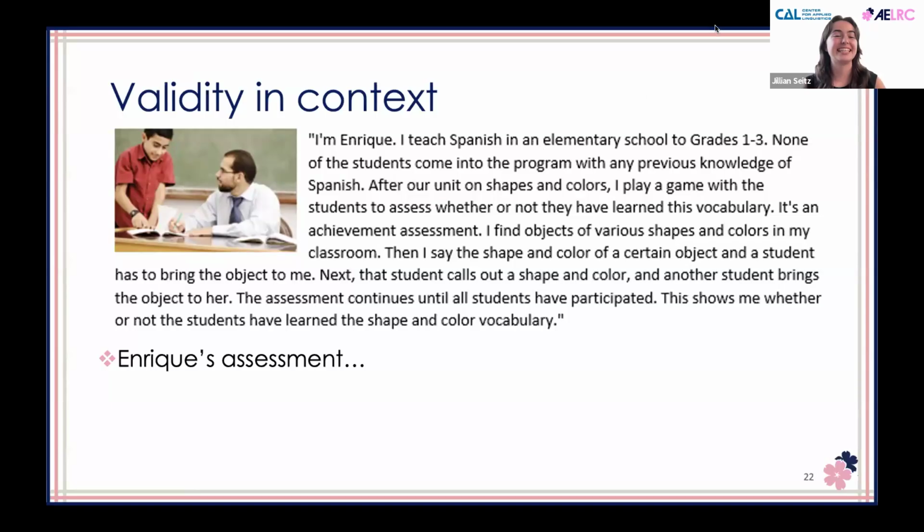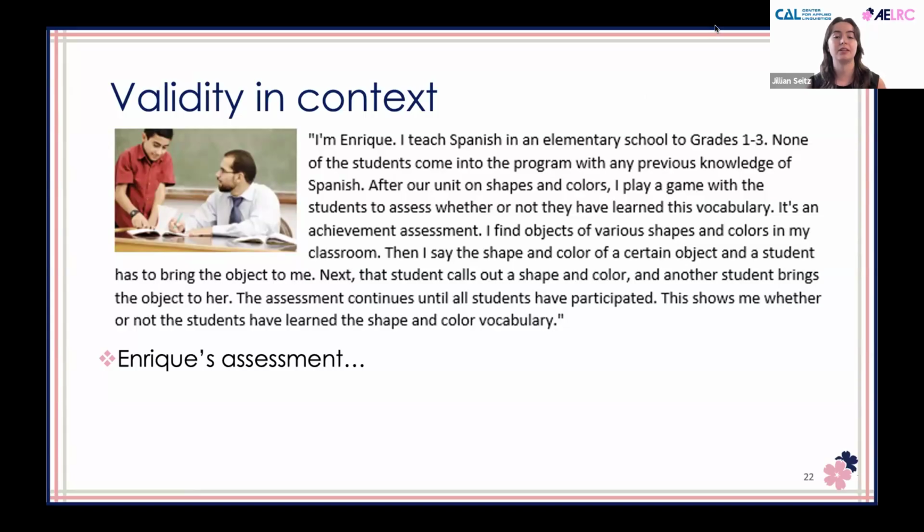This is Enrique. He says, I teach Spanish in an elementary school to grades 1 through 3. None of the students come into the program with any previous knowledge of Spanish. After our unit on shapes and colors, I play a game with the students to assess whether or not they have learned this vocabulary. It's an achievement assessment.